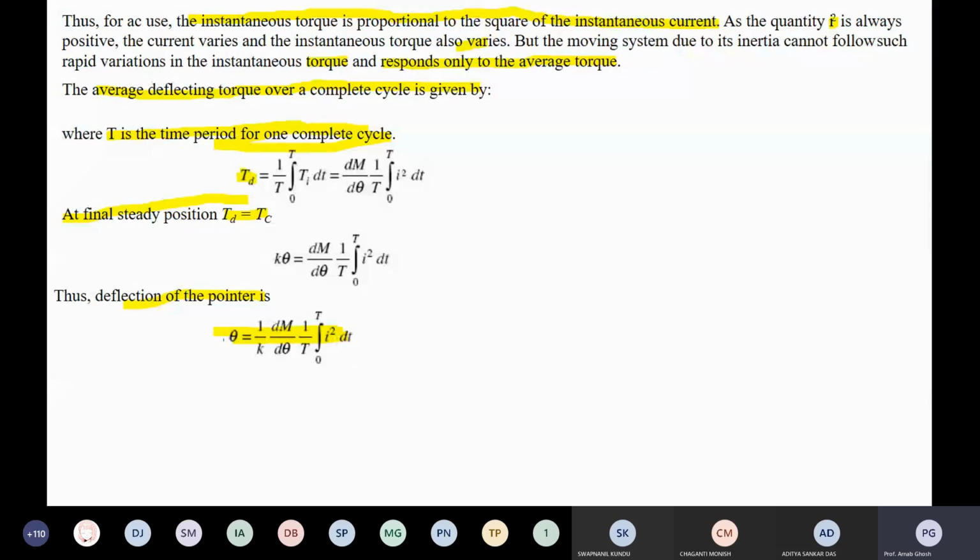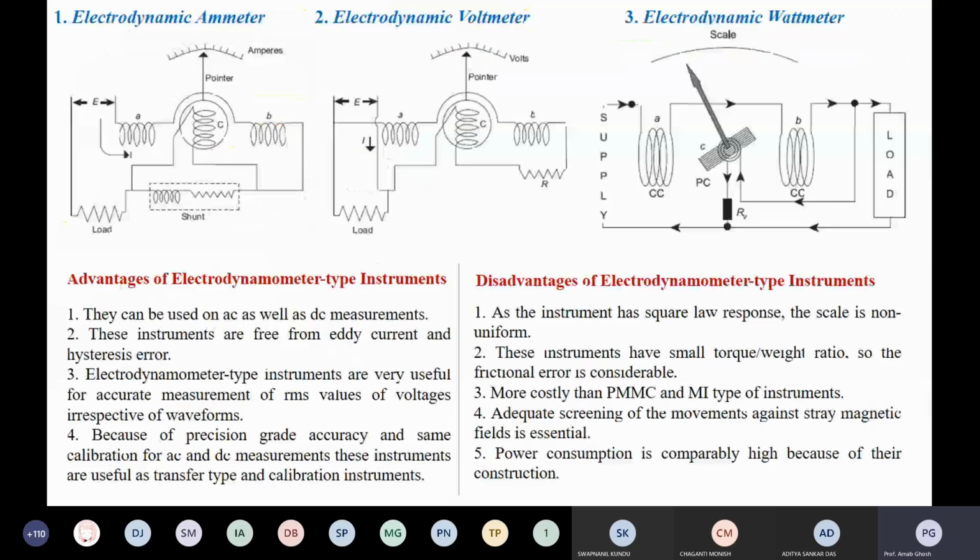First one you can say electrodynamic ammeter. Second one, electrodynamic voltmeter. Third one, electrodynamic wattmeter. In case of ammeter, definitely the fixed coil and the moving coil should be in series, and one shunt field is also required for minimizing.